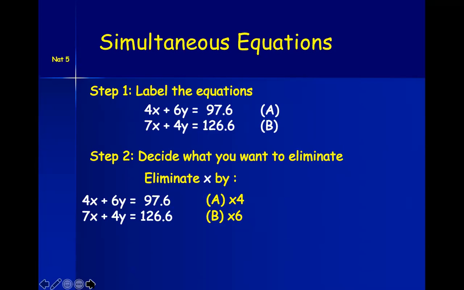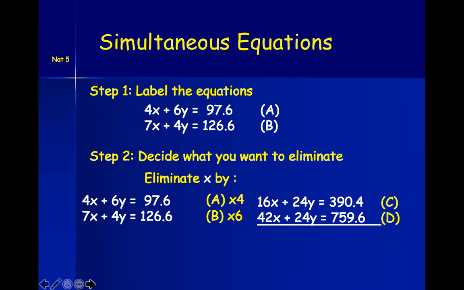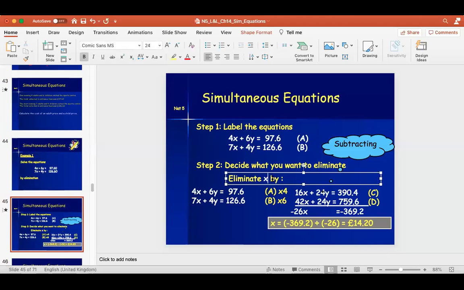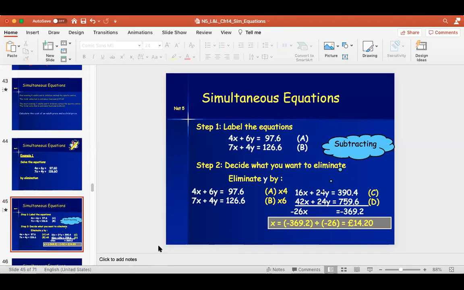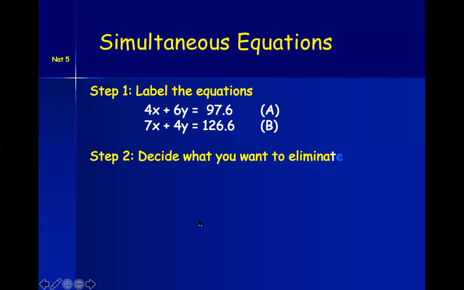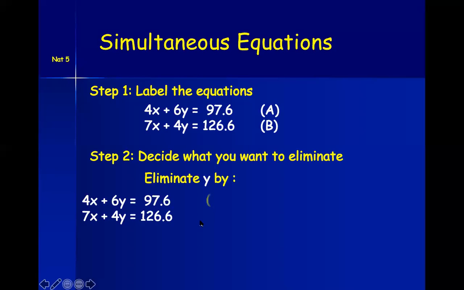By doing what they've done here, they are eliminating Y. So 16X, there you go. So they're eliminating Y, so I'll fix that. We'll fix it as it's live there. That's why we're just checking that everyone is paying attention. Exactly, so decide what you want. They've decided to eliminate Y by timing A by 4 and B by 6.